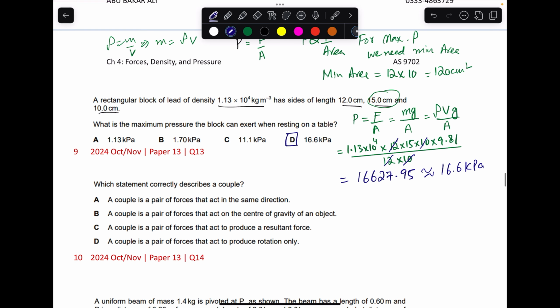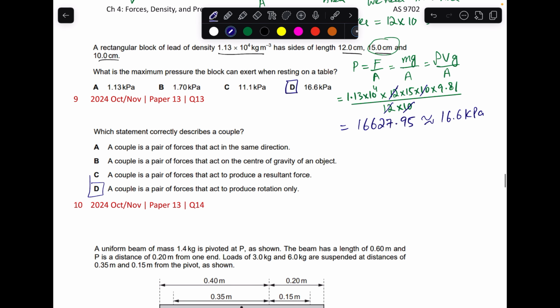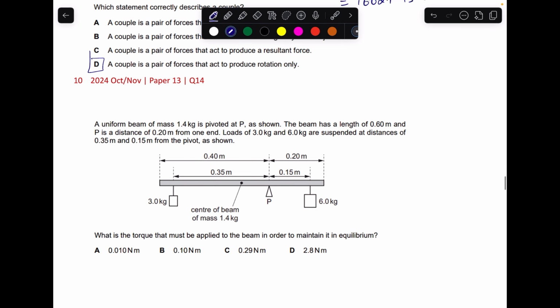In question 9, which statement correctly describes a couple? A couple is when two forces of the same magnitude but opposite direction act on the object, and they should produce the moment, right? They should produce the rotation. So their line of action should not be the same. So a couple is a pair of forces that act to produce rotation only. Yes, they only cause the rotation. They will not cause any linear motion, because the resultant force will be zero.